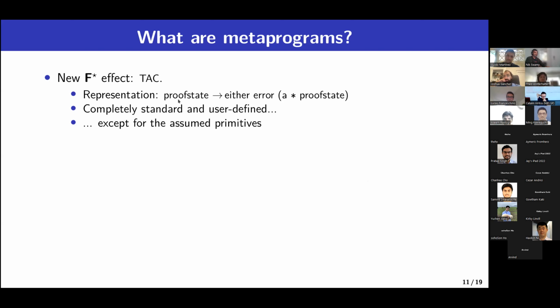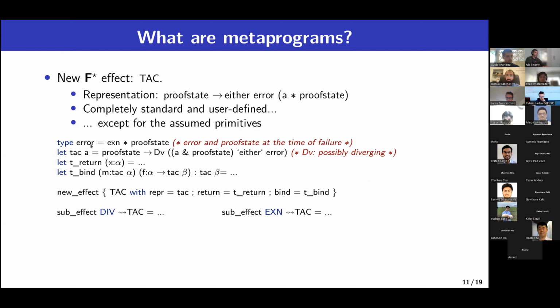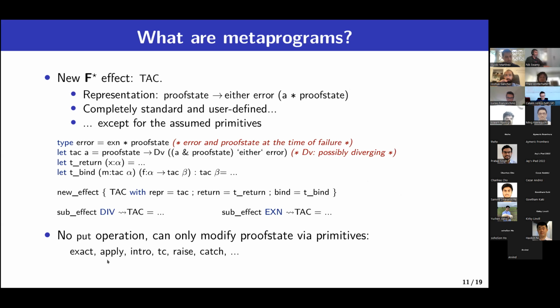So okay, this part is standard. There's a proof state and exceptions, and there's some assumed primitives, right? So this is a bit of detail on how it is implemented. This is really just a state monad. Don't really need to understand this at this point. And there's a set of primitives that actually operate on this proof state, because the proof state is something abstract. You cannot just do anything you want with it, because we need to ensure that whatever transformation you do to the proof state is sound.